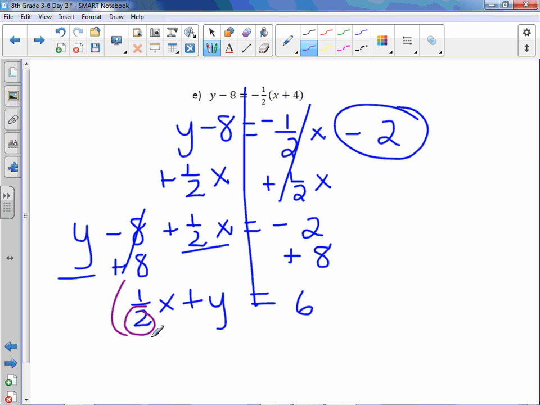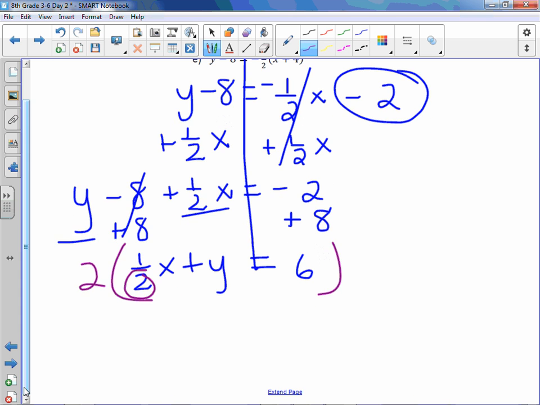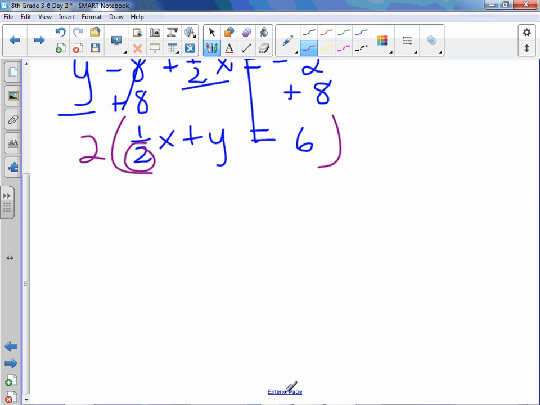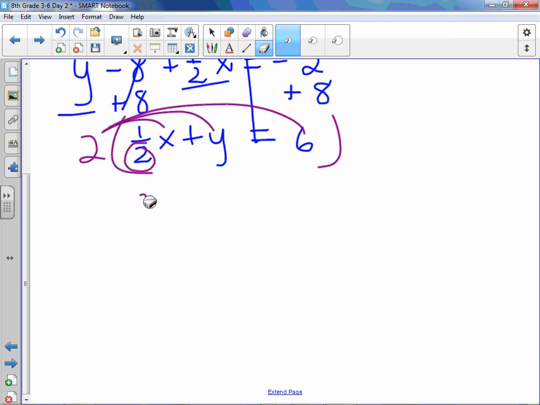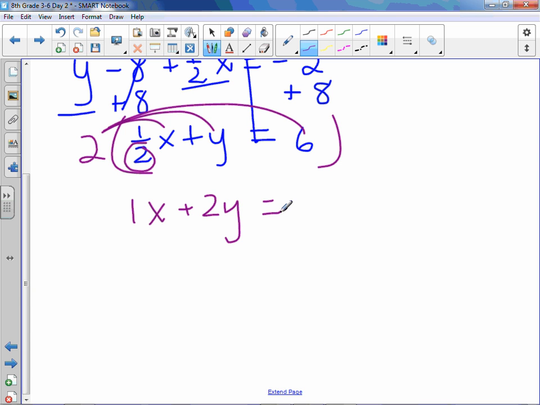Get rid of that fraction by multiplying everything by its denominator, which is 2, and distribute it throughout. So 2 times 1/2 x is 1x. Two times positive y is positive 2y, and 2 times 6 is 12.